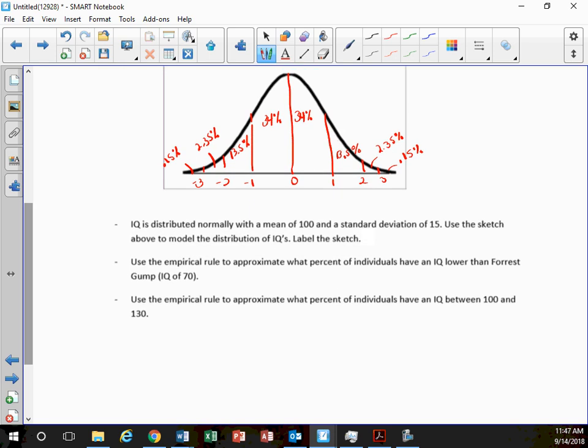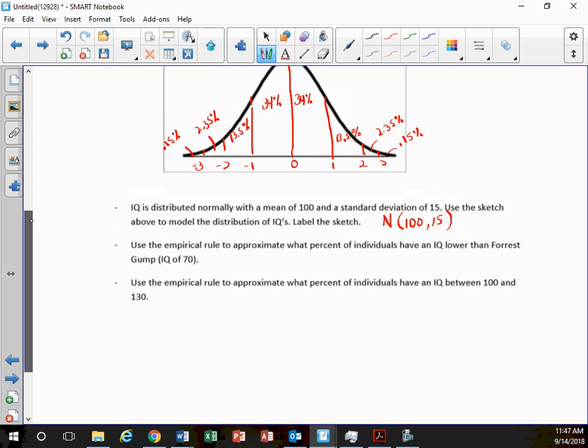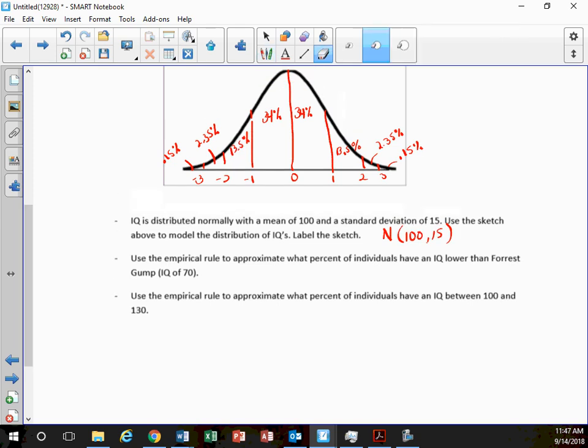So let's look at this example down here. We're going to talk about IQs. They're normally distributed with a mean of 100 and a standard deviation of 15. So you could note that as N(100, 15). That means normally shaped, mean of 100, standard deviation of 15. So we want to make a sketch for the IQs. I'm going to go ahead and erase what I did along the x-axis here, 0, 1, negative 1. You can just write it below it if you want to leave those there. It's up to you.